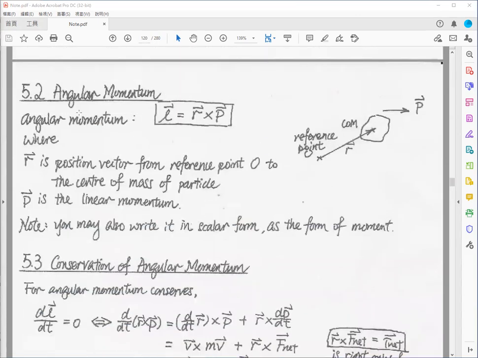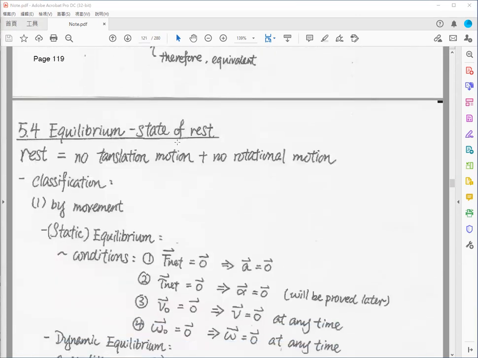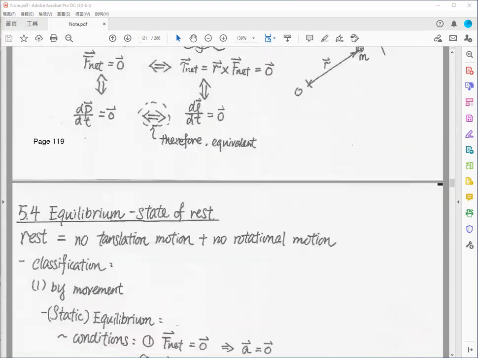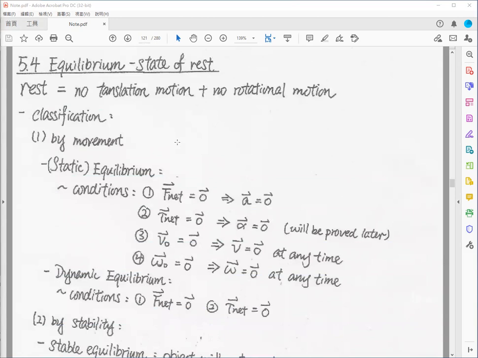So I will skip this one, 5.2. It doesn't matter. So 5.4 is the equilibrium. What is equilibrium? Equilibrium is the state of rest. It means there's no translational motion and no rotational motion. Translational motion is where the object just translates along the x-axis or y-axis, that means it's moving left, right, up or down, but the object does not rotate. These are two different motions.